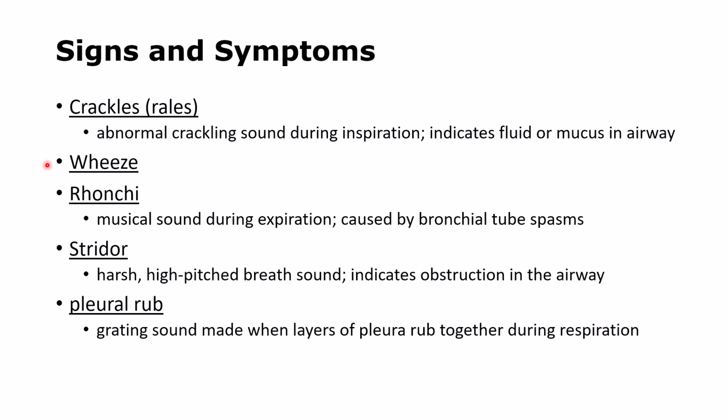Wheeze is the narrowing of the smaller airways. For example, somebody has bronchitis or asthma, they can have a wheeze, so narrowing of the airways due to inflammation or too much mucus. Rhonchi is another sound. This is also during expiration, and these are the bigger airways that are involved. So compared with wheeze, that is also during expiration, but that is smaller airways.